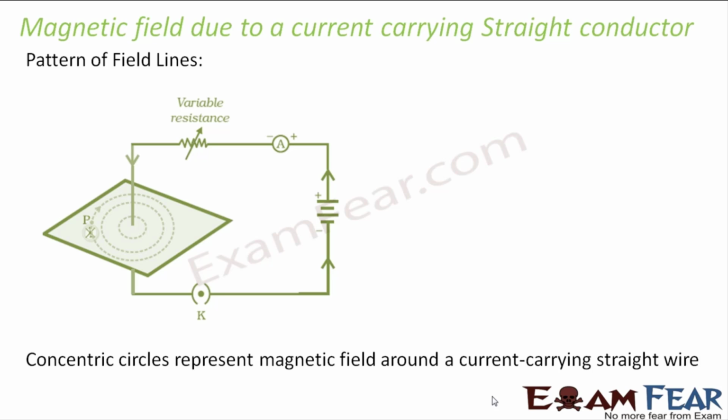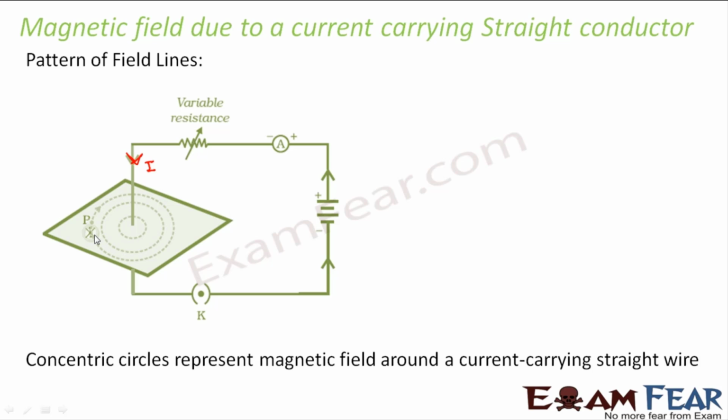Now, in order to determine the pattern of field lines, an experimental setup was made. In this, there was a straight current carrying conductor. So this is your current carrying conductor, this straight wire. It was connected in a circuit which had a variable resistance, a battery and a switch. When you switch it on, that means when the key is closed, current flows through this wire. Now another arrangement was made. A white sheet of cardboard was fixed here somewhat like this, such that the wire carrying the current is perpendicular to the cardboard.